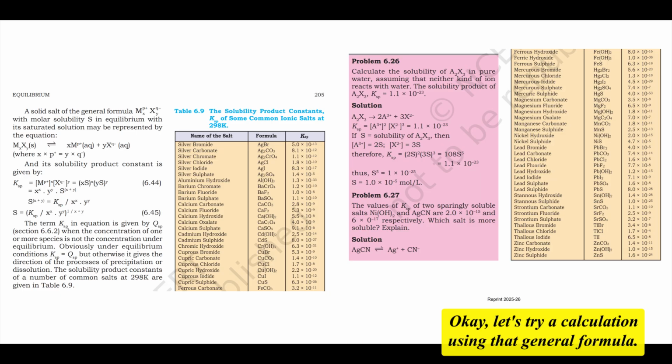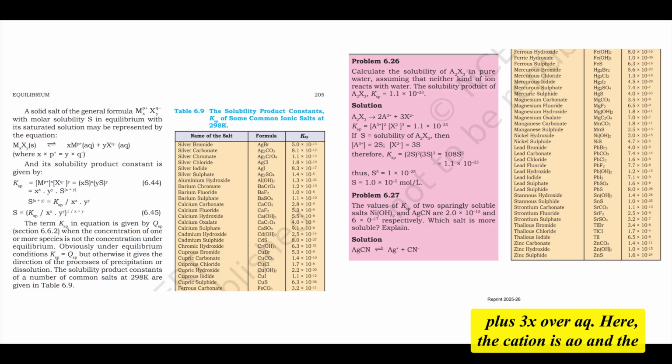Okay, let's try a calculation using that general formula. Calculate the molar solubility S of a salt A2X3 in pure water, given that its Ksp is 1.1 × 10^-23. All right, this tests the general formula with a slightly tricky stoichiometry. First, write the dissociation equilibrium: A2X3(s) ⇌ 2A^(3+)(aq) + 3X^(2-)(aq). Here, the cation is A and the anion is X. From the formula A2X3, we have x = 2 and y = 3.